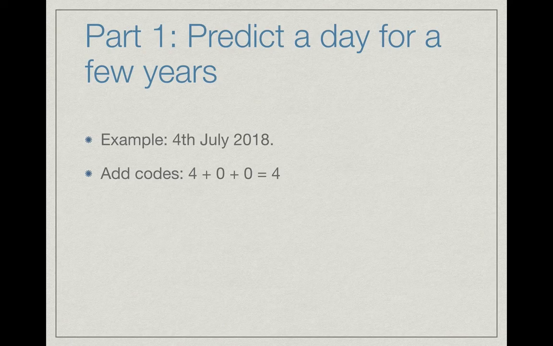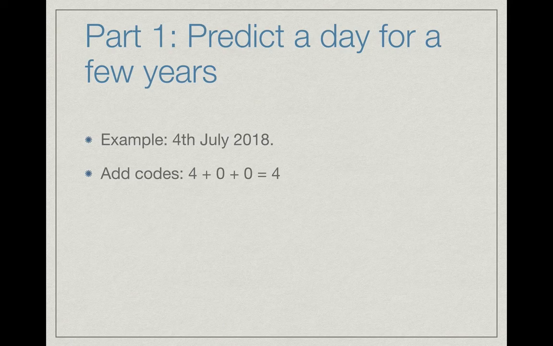Now the code for July, if you recall, the age of retire is 65 or 70. So 7 is July. The code for July will be 0 because it's 70, age of retiring. And from the previous table, the code for 2018 is 0. So let's sum it up. Answer is 4. Easy. All right.